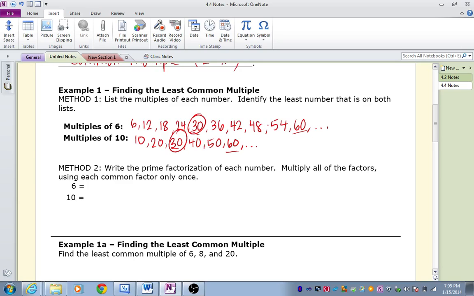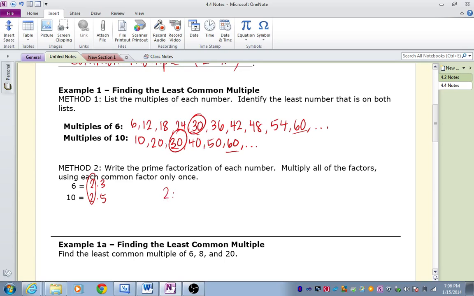Now method 2 is to write the prime factorization of each number, just like we did for GCF. So for 6, that would be 2 times 3, and 10 is 2 times 5. And just like before, we're going to circle any common factors we have. We have a pair of 2's, so I'm going to circle them. I'm going to write that down on the side. I'm taking the pair of 2's and I'm just writing it once.